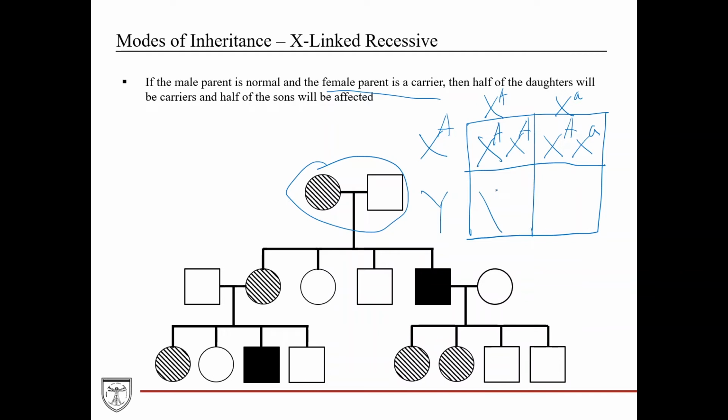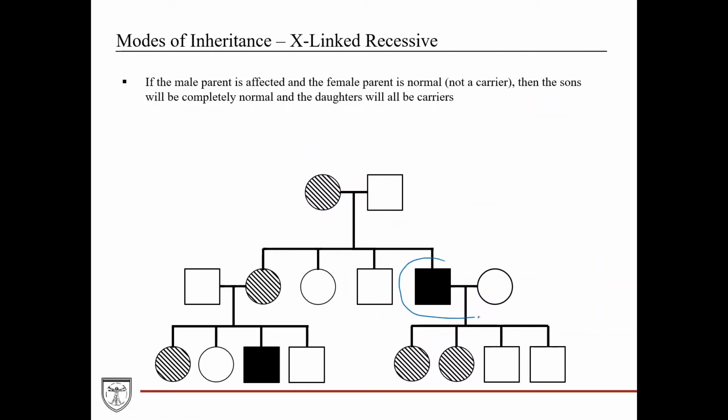Now for the sons, they have to inherit the Y chromosome from their father. So they're either going to get this dominant allele from their mother, or they'll get this recessive allele from their mother. So 50% chance of being normal or 50% chance of being affected by the disease. And so we say that here, half the daughters will be carriers, and you can see that with the pedigree here. They had two daughters, one's a carrier, one's healthy, and then half the sons will be affected. And again here, they had two sons, one is healthy and one is affected.